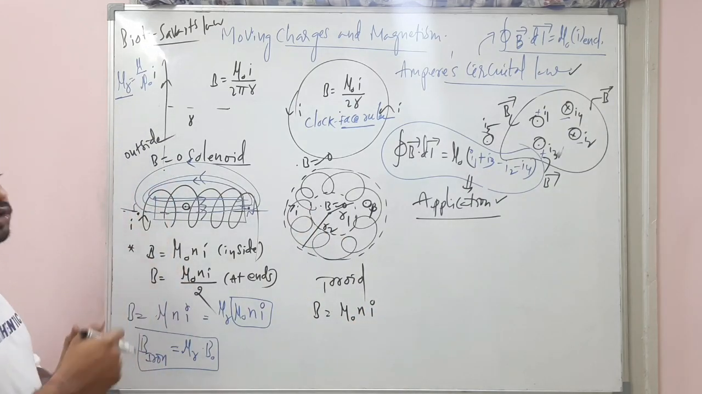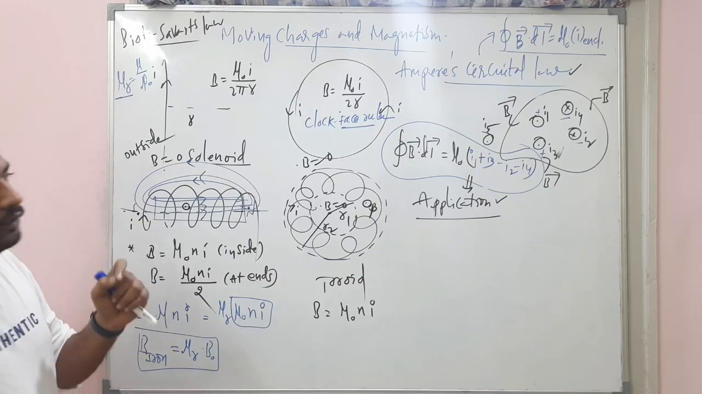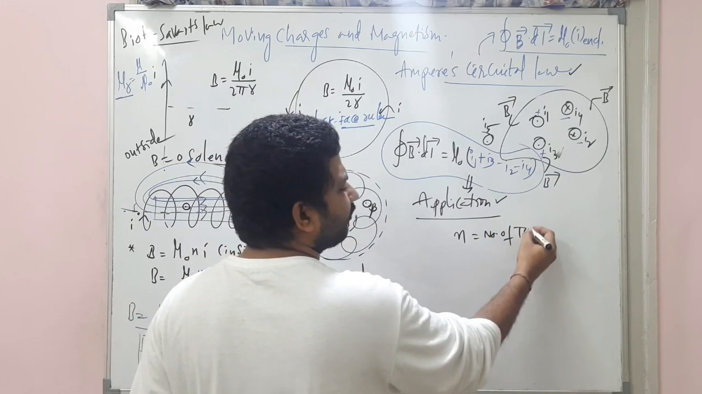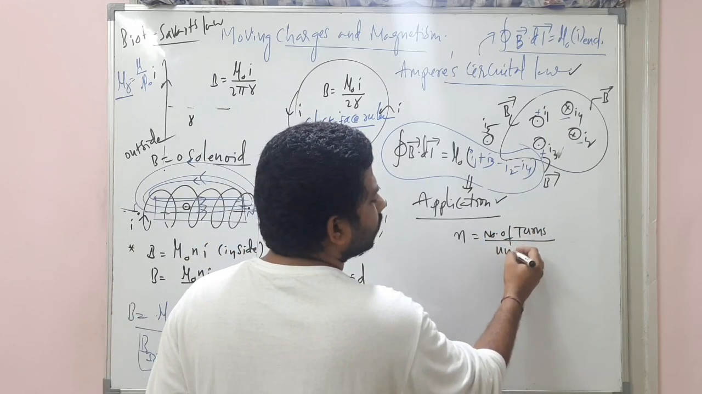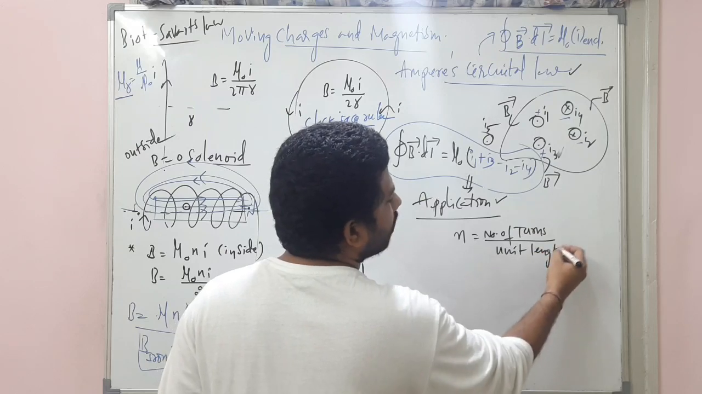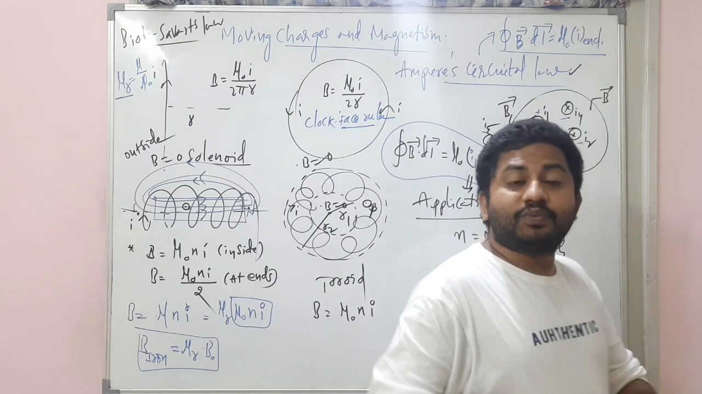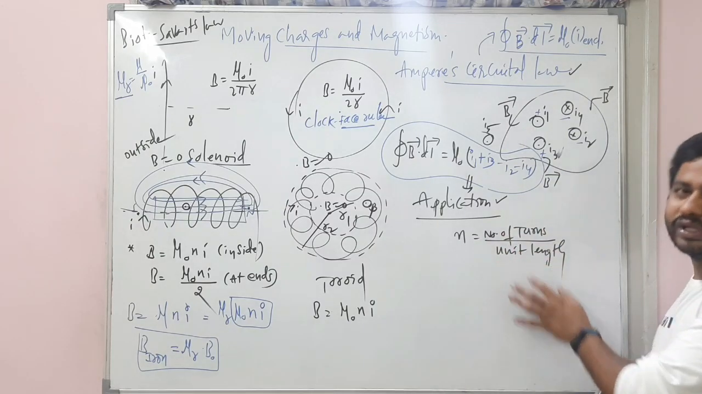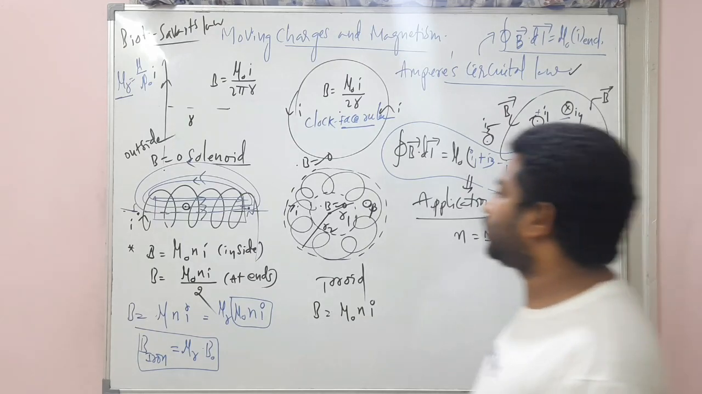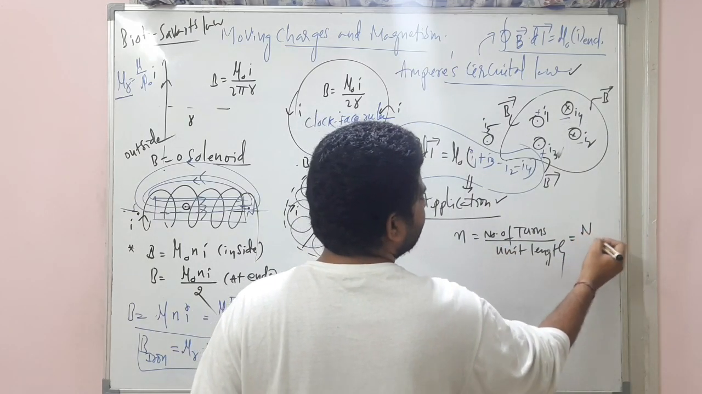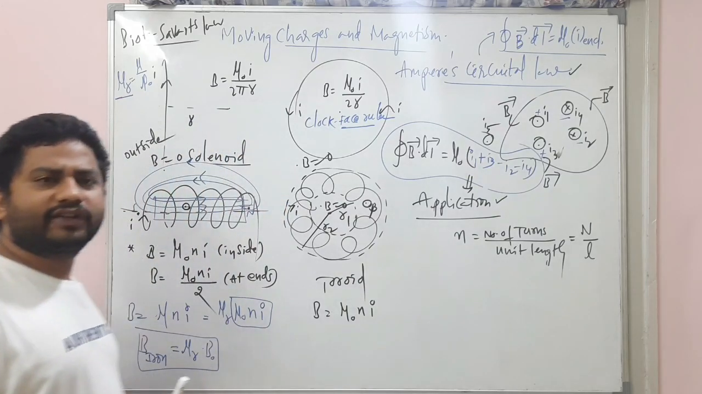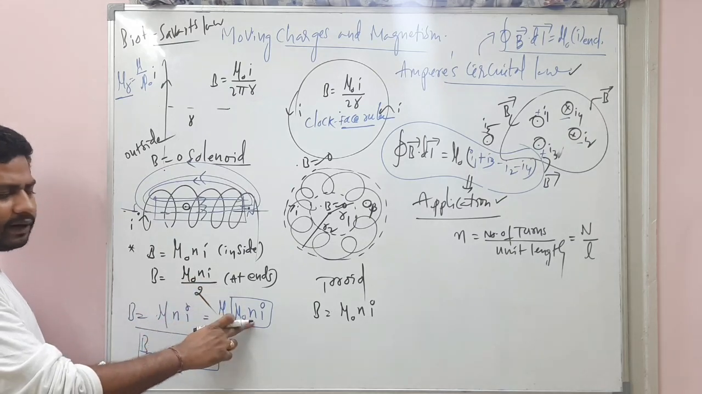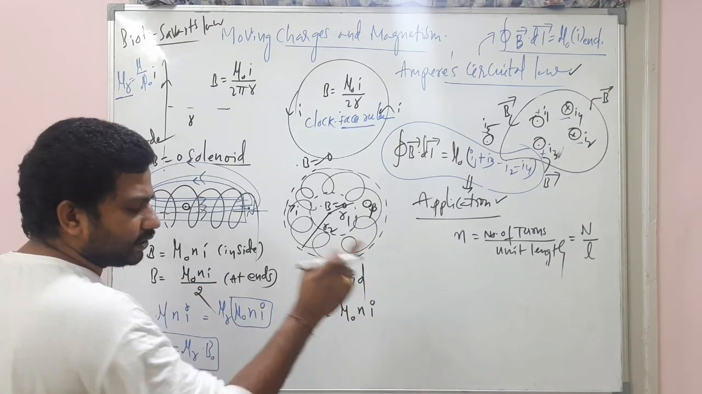What is this n? That is most important. I just wanted to convey about that. So the small n is equal to the number of turns per unit length. Most of the students commonly make mistakes here. That small n is not the number of turns. Small n is the number of turns per unit length. So this can be written as capital N by small l, the number of turns per unit length.